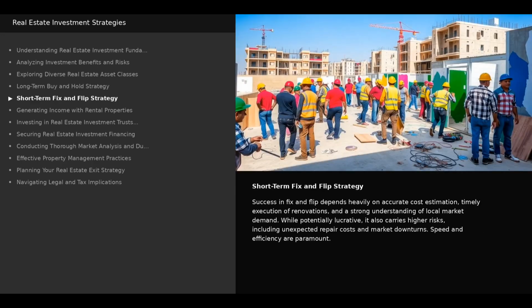Success in fix and flip depends heavily on accurate cost estimation, timely execution of renovations, and a strong understanding of local market demand. While potentially lucrative, it also carries higher risks, including unexpected repair costs and market downturns. Speed and efficiency are paramount.